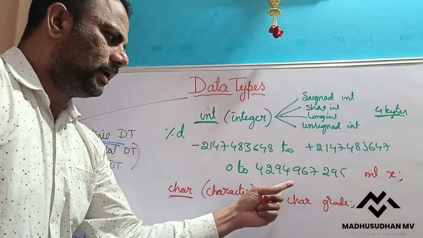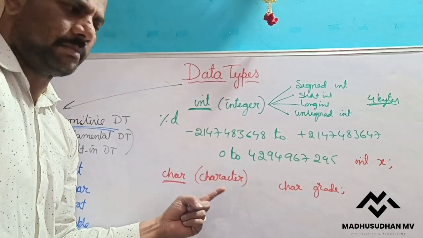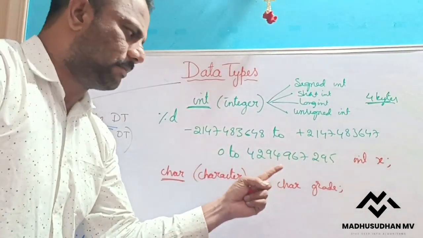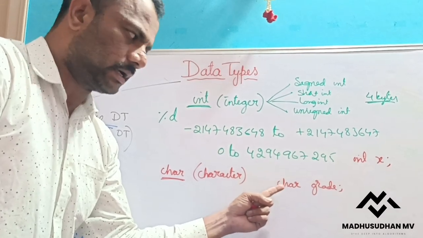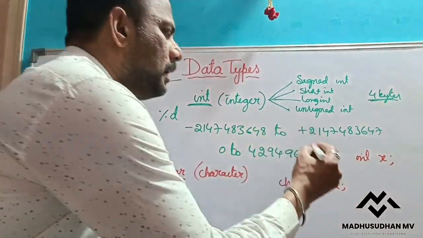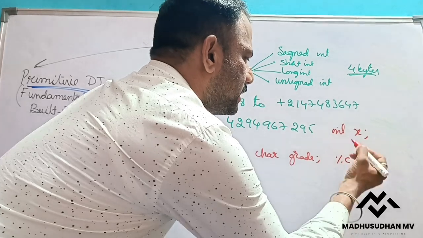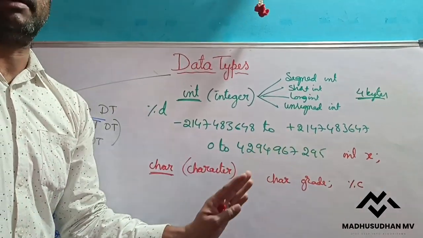So this is a keyword. Whenever you are using a character variable, you have to declare that variable using the keyword char, and the format specifier is %c. %c is the format specifier.